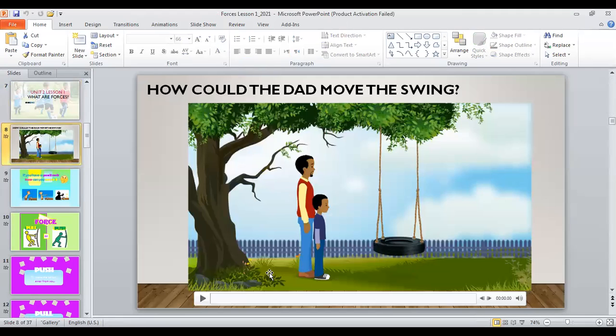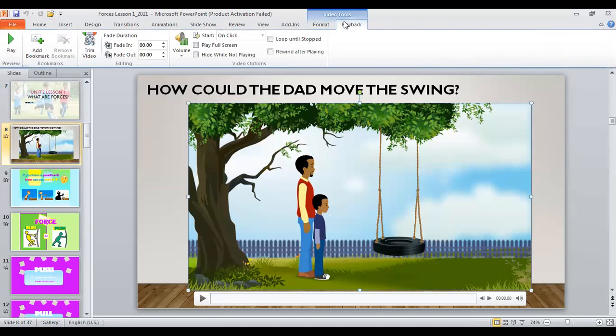Here, this man is moving the swing. What should he do to move the swing? He moves it away from him. So is it a push or a pull? To move an object away from you, this is a push. He'll push the swing to move it.